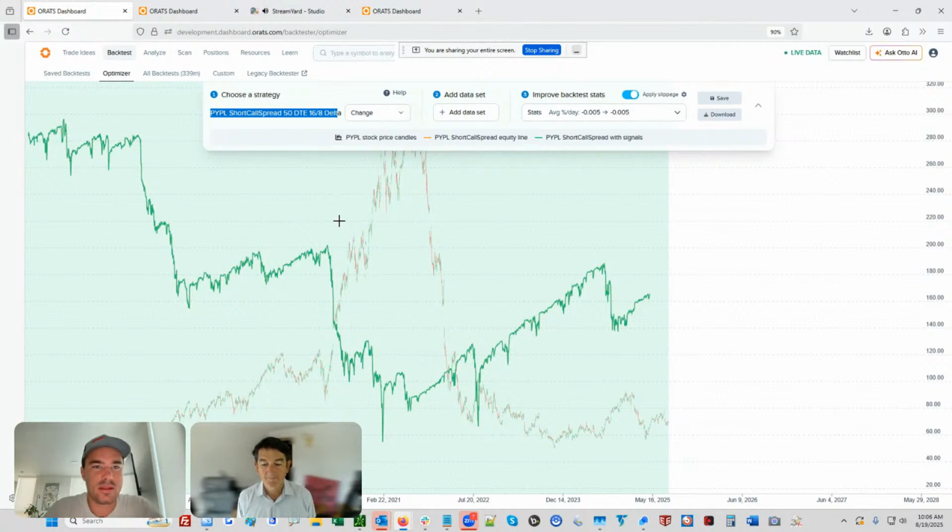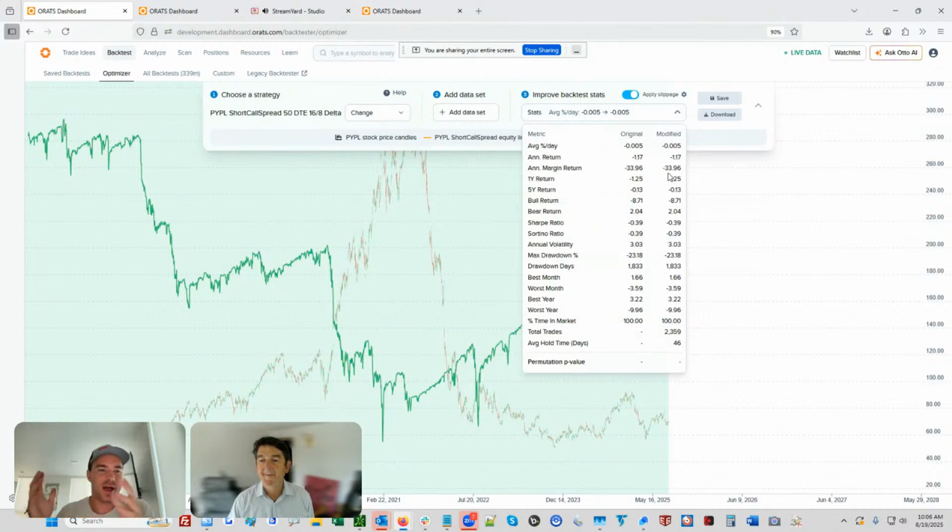In step 3, at the top, it says stats average percent per day. That's sort of the goal. What we're doing is we're applying these ORATS indicators and trying to improve the average percent per day. Matt, do you want to talk about what the average percent per day is? Like what's the value right now, and then what are we trying to get it to?